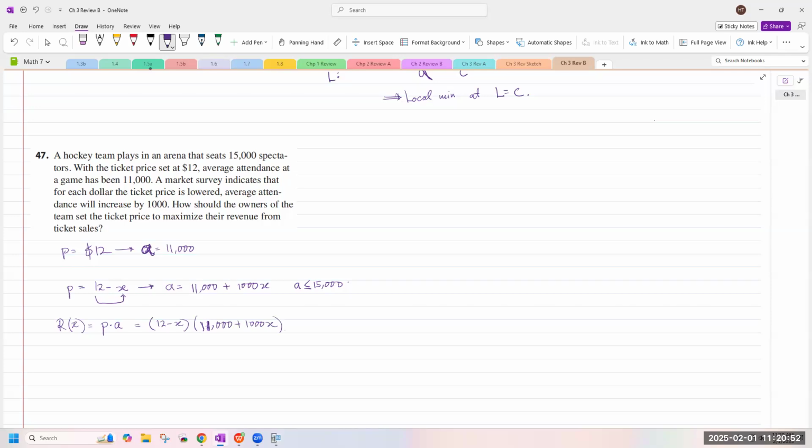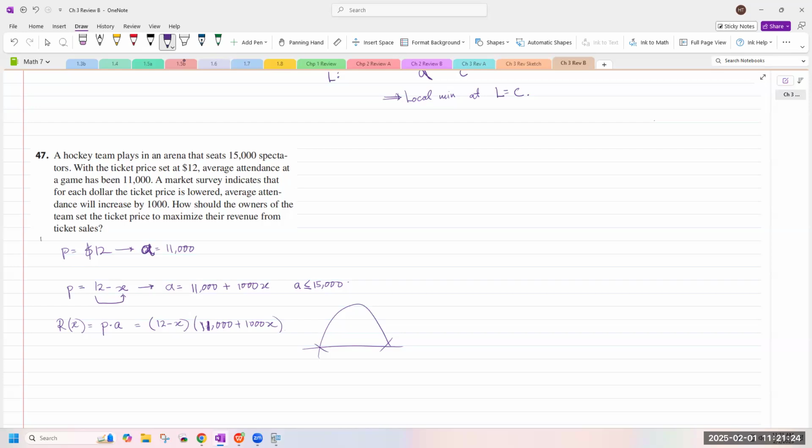Now we want to maximize this, and it makes sense because if we FOIL this, we get negative 1,000x squared, right? So it's a parabola facing down. Actually, if that's the case, hold on. If that's the case, I can just solve this using algebra, right? Yeah, because the parabola is upside down, so I just need to find the x-intercepts. The x-intercepts are 12 and negative 11. Is it right? So the maximum is somewhere in between. Okay, but let's use derivative.